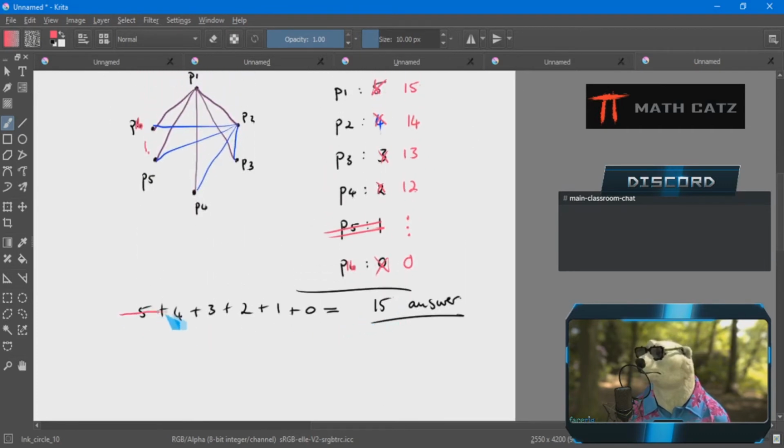And my answer, let's do it like this, will be 15 plus 14 plus 13 plus all the way down to 1, 0. That'll be my answer. So now I just have to, yeah, okay, it's not that bad. I can do it one by one, but surely I've learned something and I can do this more efficiently.